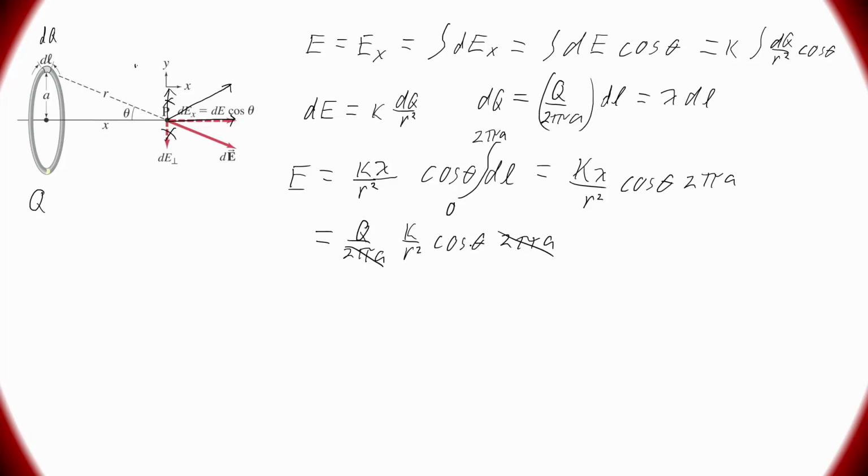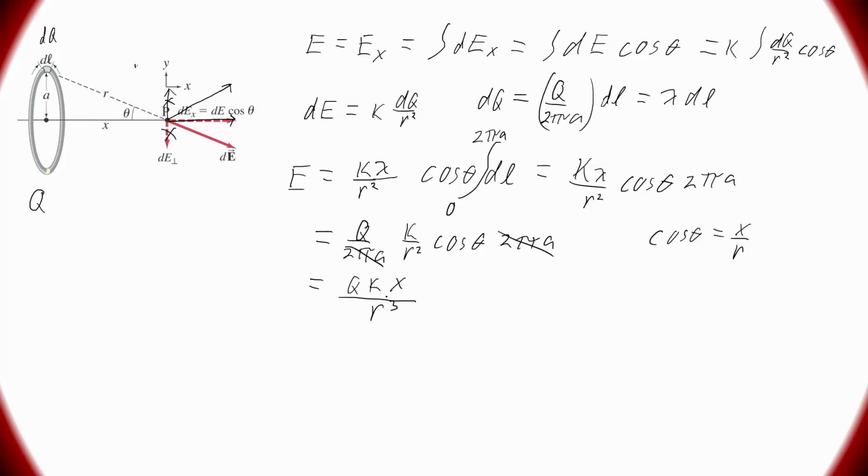Now we're going to write this cosine theta in terms of x and r. So cosine theta is x over r. So if we substitute that in, we get qk times x over r cubed. And again, we're almost there.